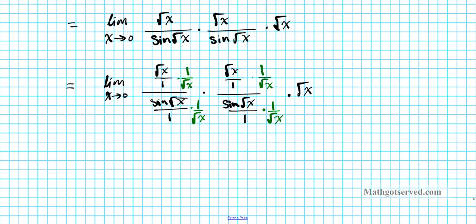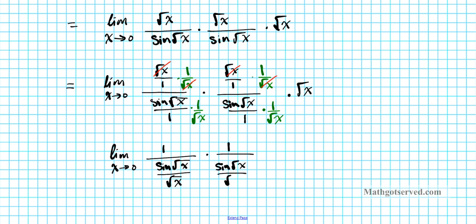Okay, now let's simplify this. You notice these square roots divide out, and then these two divide out. So now you're going to have the limit as x approaches 0 of 1 over sine root x over root x, times 1 over sine root x over root x, times root x.